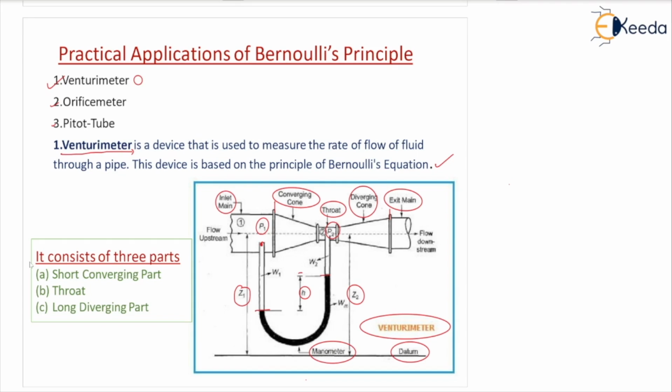As you have seen in the diagram, it consists of three parts: a short converging part, the throat and a long diverging part. Why is the diverging part long? The diverging part is made longer in order to avoid flow separation, because flow separation causes energy loss. So in order to avoid flow separation, the divergent part is made longer compared to the convergent part of the venturimeter. Let's go to the next slide.